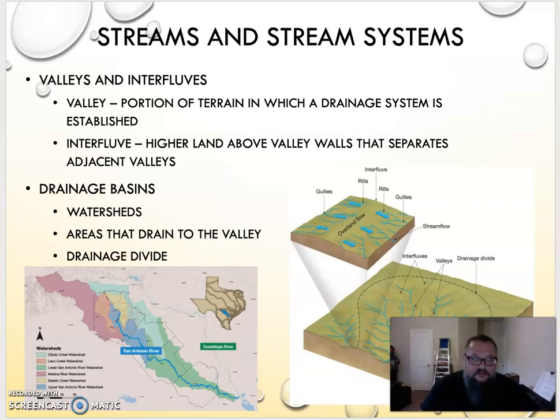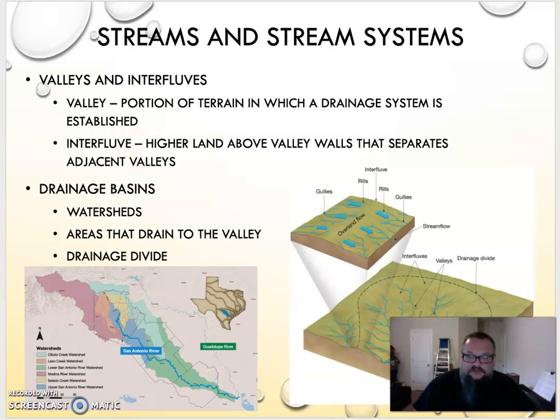We call these low parts valleys, and if you think about what you know about that word, a valley is a low area, relatively low between two high areas. So valleys are the low areas, and interfluves. An interfluve is a German word. It's fun to say. I highly recommend you try saying interfluve. An interfluve is a high area that surrounds a low area. So interfluves are the high areas, and valleys are the low areas.